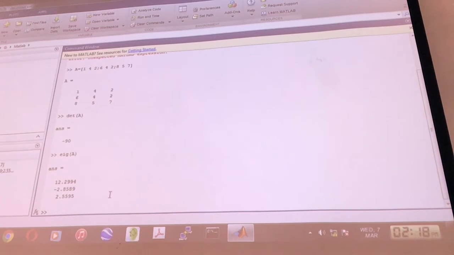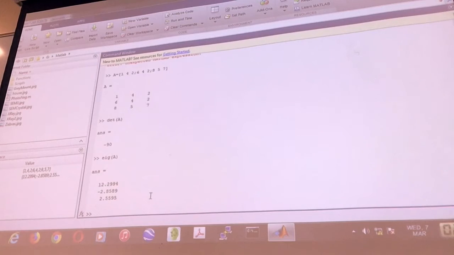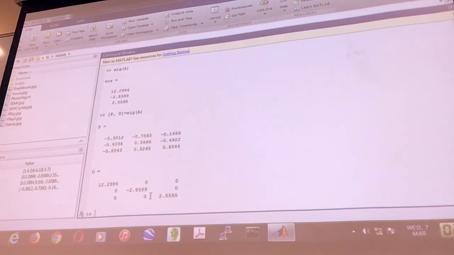There's also another associated thing called an eigenvector. Each eigenvalue has an associated eigenvector. If you want those, you can do a double output of [P,D] = eig(A). What this will do is each column of P is an eigenvector, and the eigenvalues are along the diagonal of D.